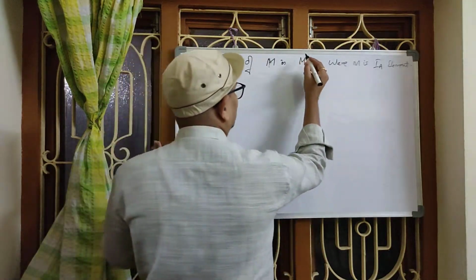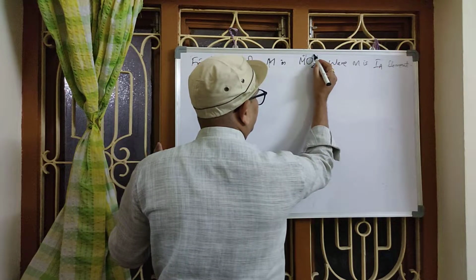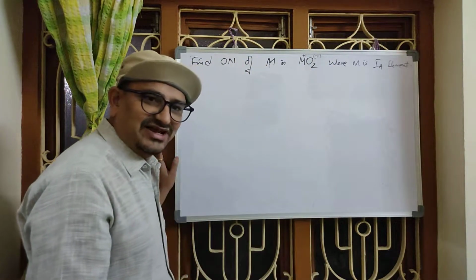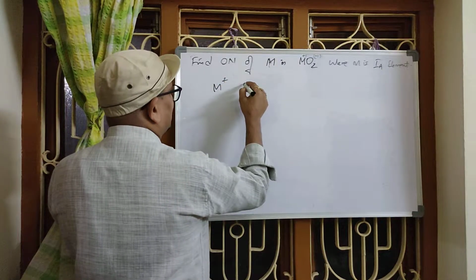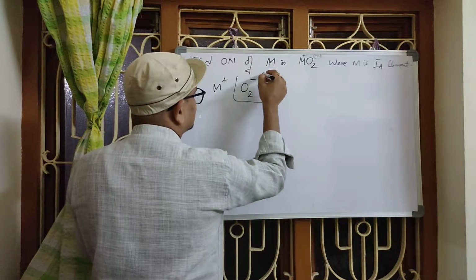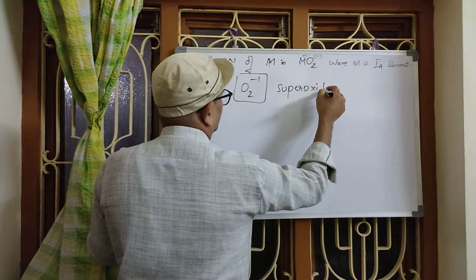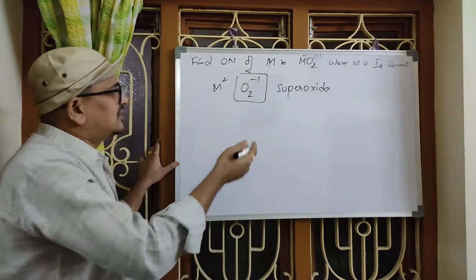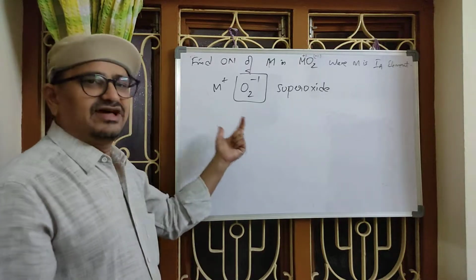All first group elements always show which value? +1. So O2 will totally bear -1. Right? So in MO2, on dissociation, M+ and O2 with power -1. What is O2 power -1 called as? It is called superoxide. Either from the rules or by finding in this way, we can find the value.